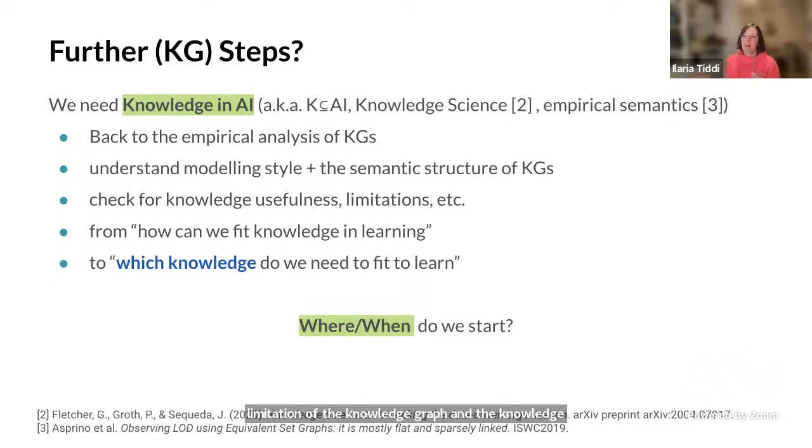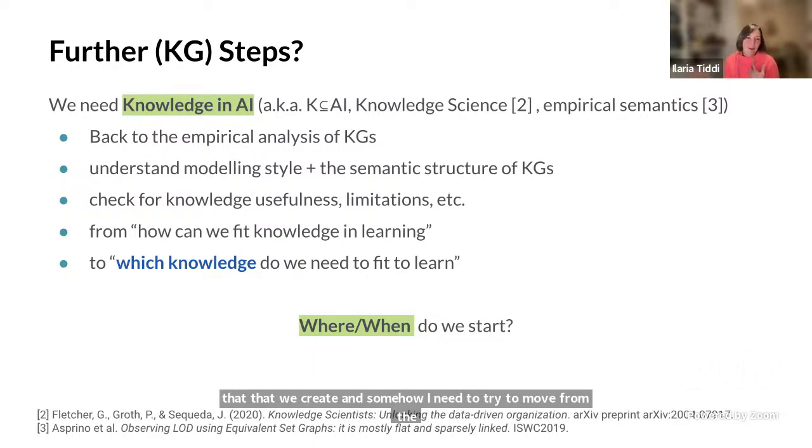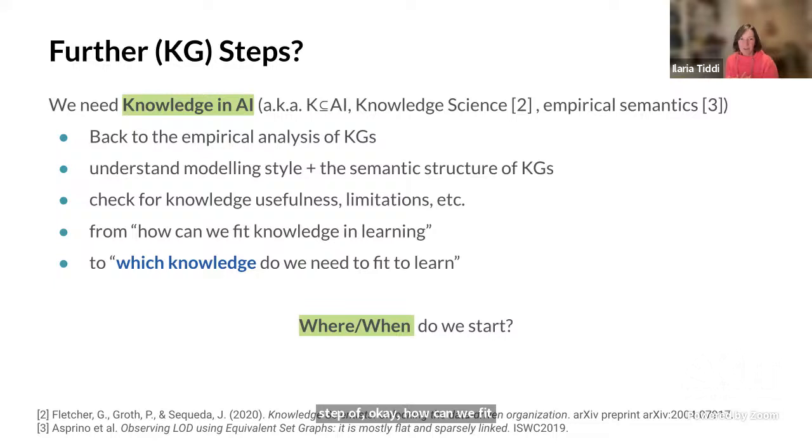And somehow we need to try to move from the step of, okay, how can we fit knowledge into the learning process? This we know how to do, or at least we have good methods, but we really need to focus on which kind of knowledge we need to fit in order to be able to learn something and to generate explanation, for example. So somehow this is a call for the community to start. So where do we start?